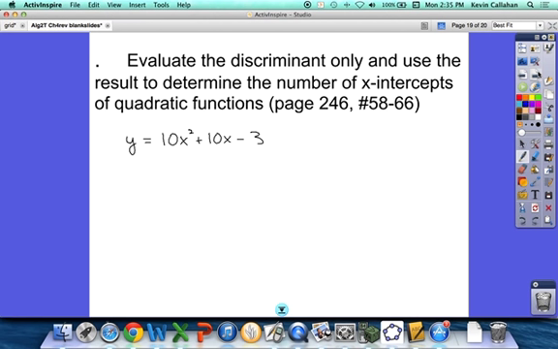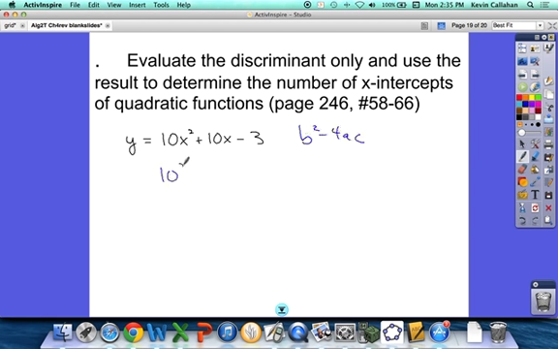Remember, this is a function. It has a graph, right? So wherever it crosses the x-axis, those would be the solutions, the real solutions to the quadratic equation. And so it's the same question. It just, instead of asking for real solutions to an equation, we're asking for x-intercepts to the function. But it works the same way, b squared minus 4ac.